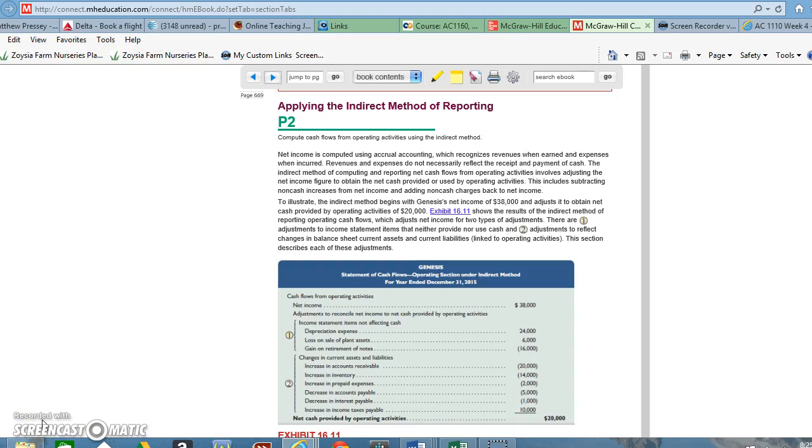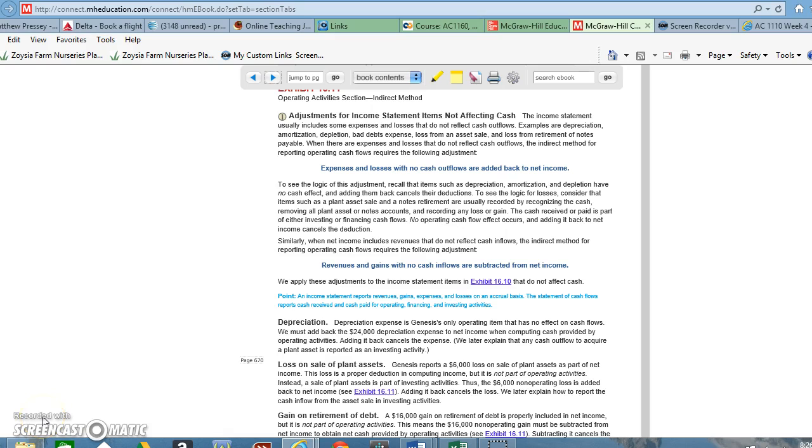Here on 669, they get into an actual indirect cash flow statement. And basically, you're starting with net income and then working through the adjustments that you would make to reconcile that net income to the net cash provided by operating activities.